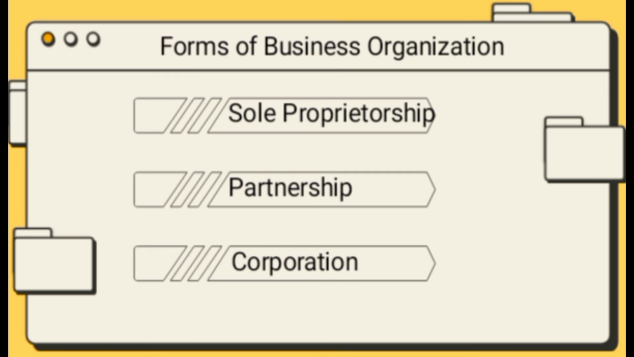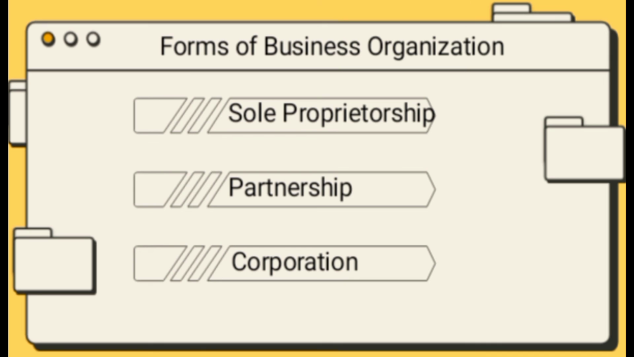Corporation advantages: limited liability, unlimited life, separation of ownership and management. Transfer of ownership is easy, easier to raise capital. Disadvantages: separation of ownership and management. Taxation of company profits can be an issue. There are three types of corporations: C corporation, S corporation, and limited liability company.